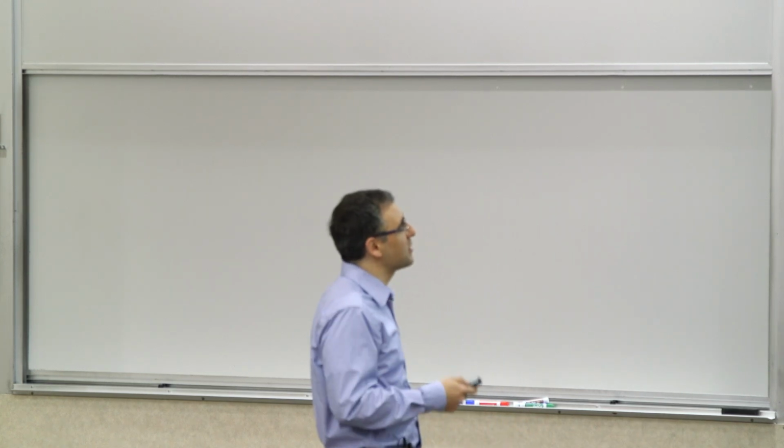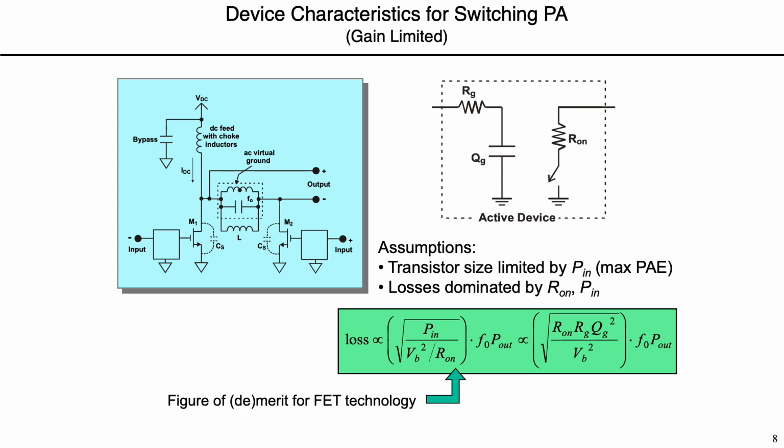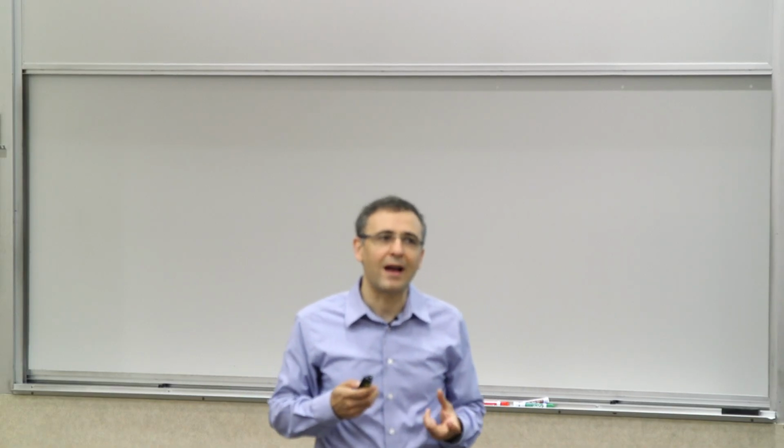So in those scenarios where you're gain limited, the figure of merit changes. The losses would be proportional to this parameter, where both R on and R gate matter, and the quality factor of the gate, that's determined by the gate input network, which consists of the gate series resistance and the capacitance of the gate. Now, this is a different scenario, and in this case, your figure of merit slightly changes, so you usually evaluate both of these things.